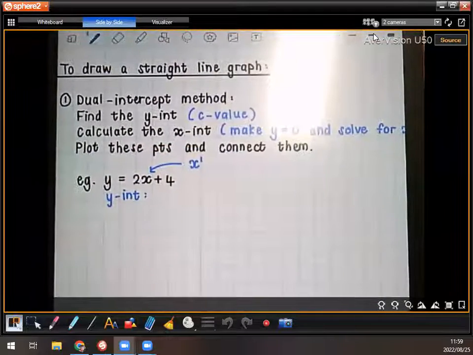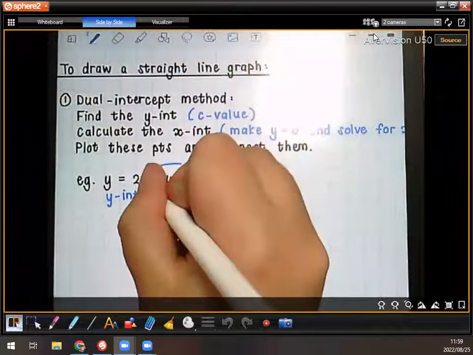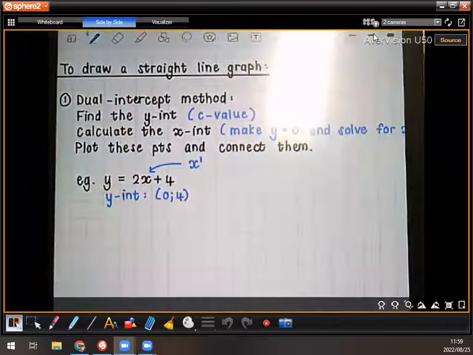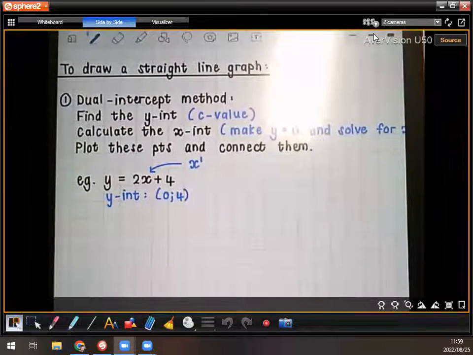What is my c value? What is the constant term here? Get that? 4. All right, so the y-intercept is (0, 4). The c value is 4. So that's going to be the y-intercept of the graph.